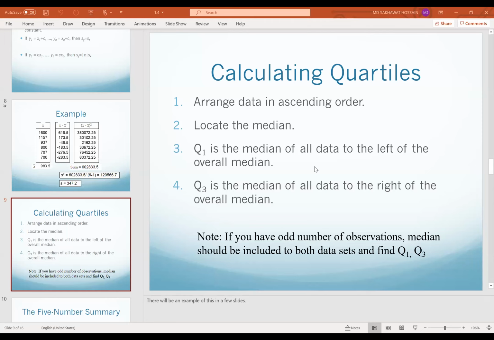you will have two data sets, because the median will divide the data set into two parts. You will have one data set on the left side of the median and one data set on the right side of the median. So you will calculate the median for each part of the data set. If you calculate the median for the data set to the left of the overall median, that median will be Q1. And for Q3, you have to calculate the median for the data set on the right side. Okay.